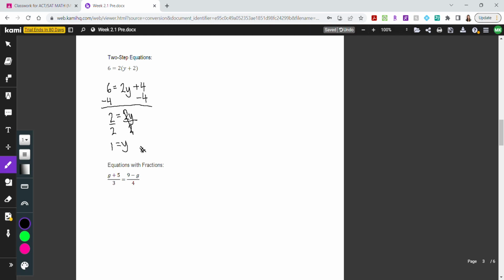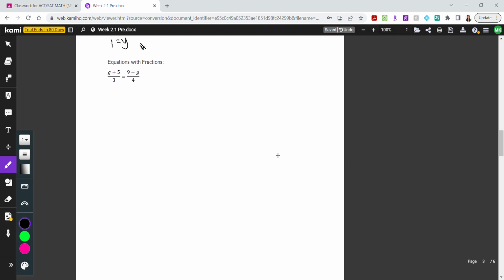All right? And the next thing that we have, equations with fractions. So normally when people see fractions, they're like, oh no, it's a monstrosity. First thing you need to do when you have fractions, we want to get rid of it. And how we can get rid of it is we can cross multiply. So from here, we're going to get 4 times g plus 5 equals 3 times 9 minus g. Again, we're going to distribute the parentheses. All right, so we have 4 times g, 4g. 4 times 5 is going to be 20 equals 3 times 9, 27. 3 times negative g is negative 3g.